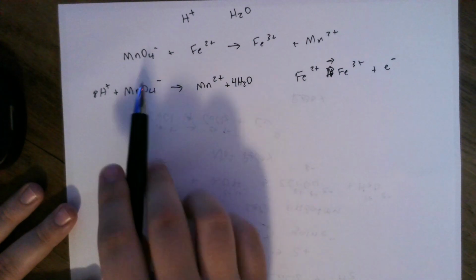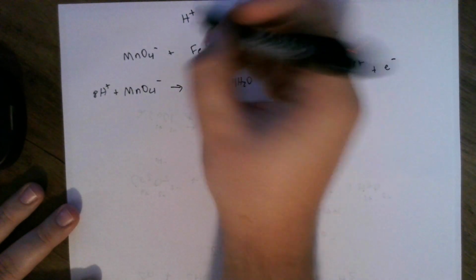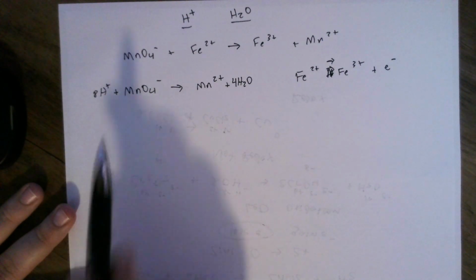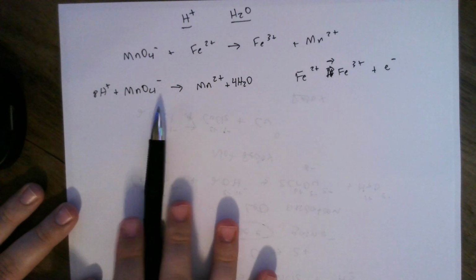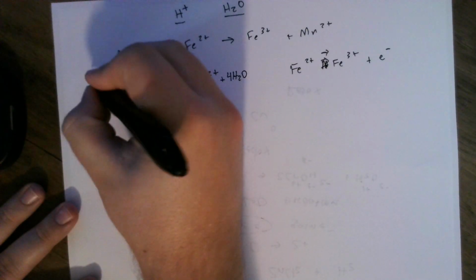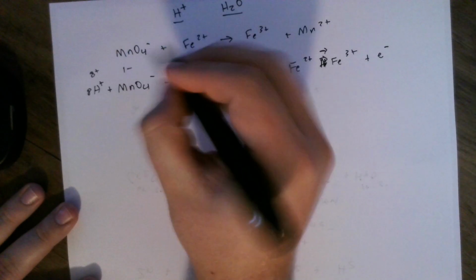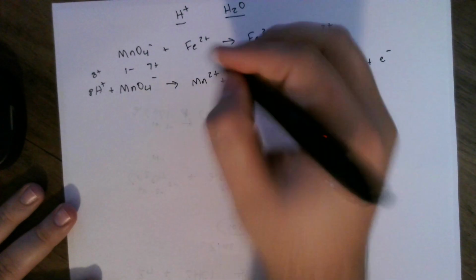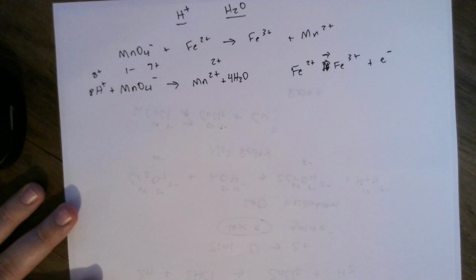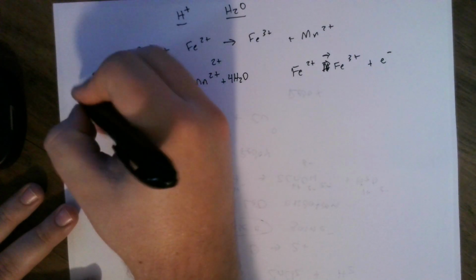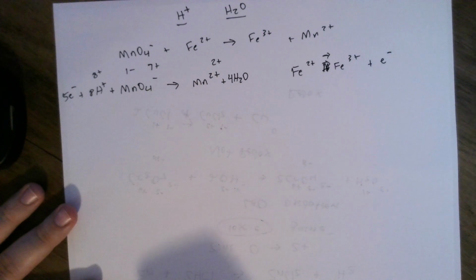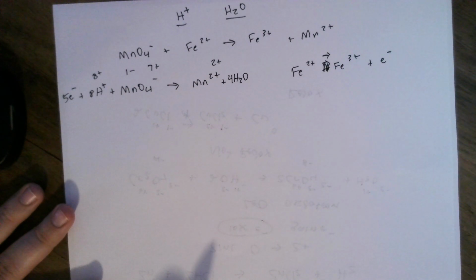All I can do is add coefficients in front of things and add in these two compounds to balance them. But the only thing that's not balanced here is the charges. This is a total of 8 plus and 1 minus, so this side has a total charge of 7 plus. This side is only 2 plus as its total charge. So I need to balance that out by adding some electrons. I'm going to add 5 electrons over here so that my charge on each side is now 2 plus and balanced.